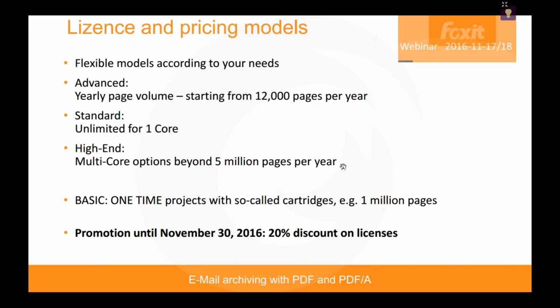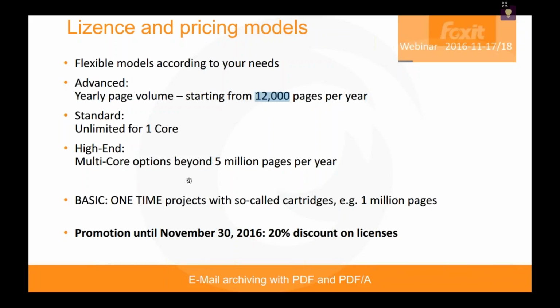What we try with our models is to have a flexible pricing according to your needs, also according to your company size. If you're a small company, then you can really start with a small volume like 12,000 pages per year, which is also very cost effective. Then our bestseller is the PDF compressor standard for one core, which can approximately, depends on different parameters, but basically something like 5 million.